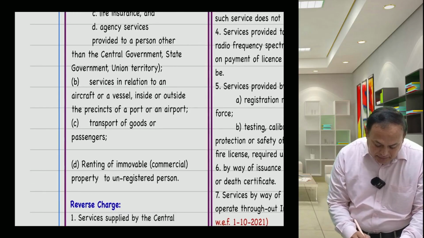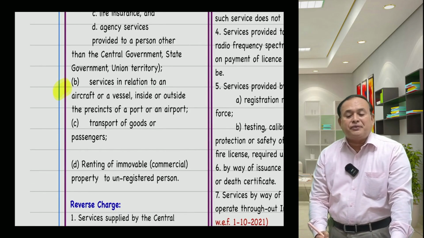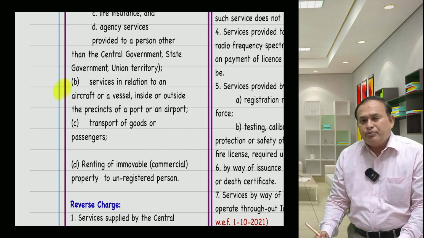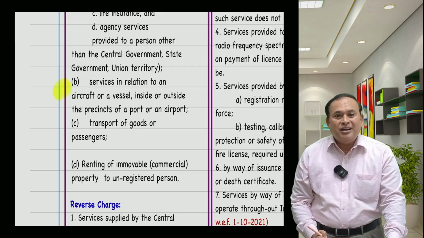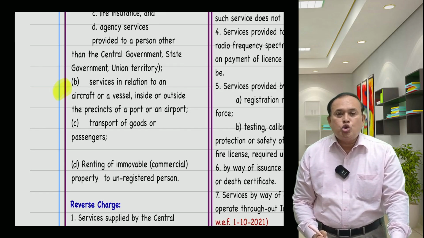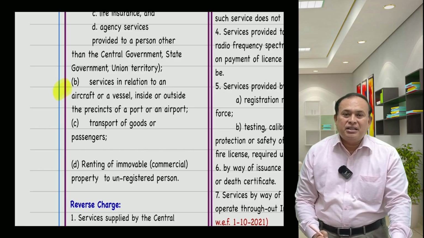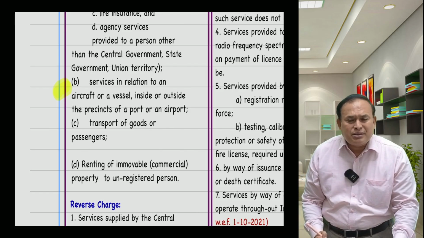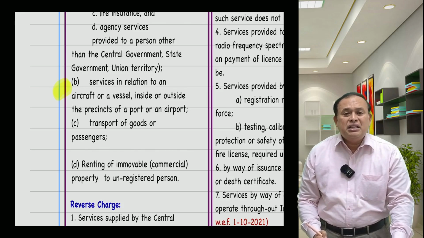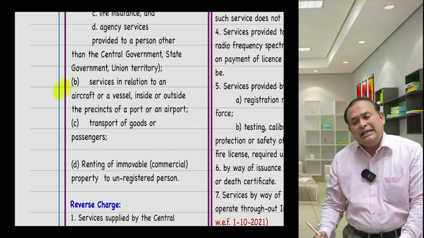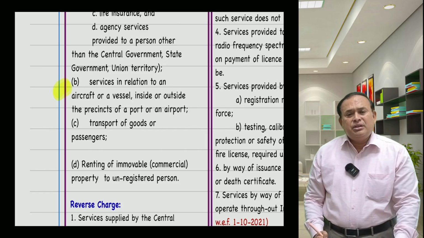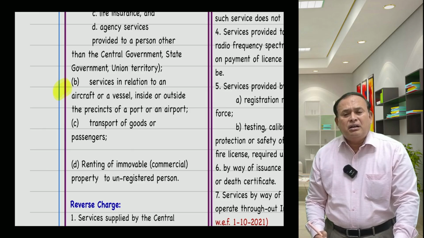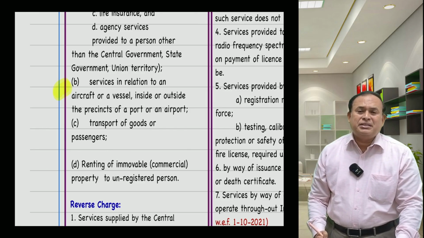Further, second point, services in relation to aircraft or vessel inside or outside the precinct of a port or airport. For example, Indian Navy, Government of India, provided repair services to a GINA Limited vessel. GINA Limited is a private company, a non-government corporate company. To that vessel, Indian Navy provides the services and charges, which attract GST. Who is liable to pay GST? The supplier, being a government or a local authority, is only liable to pay GST.